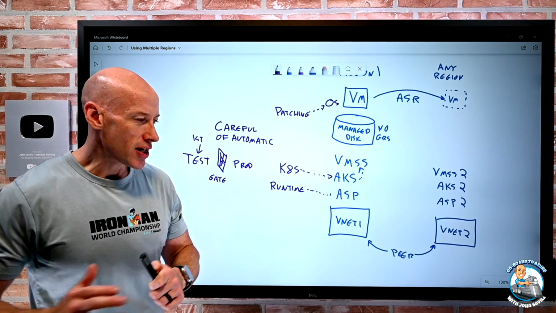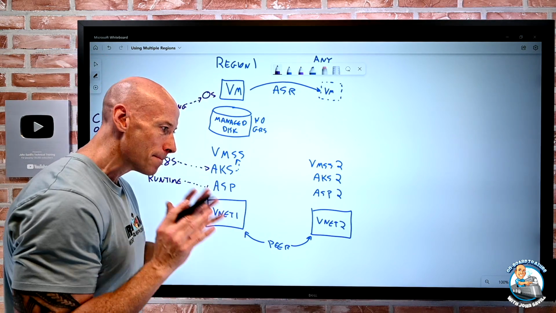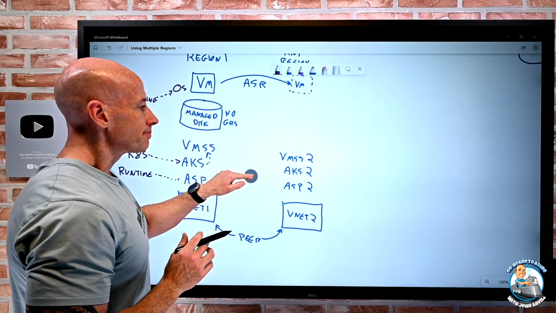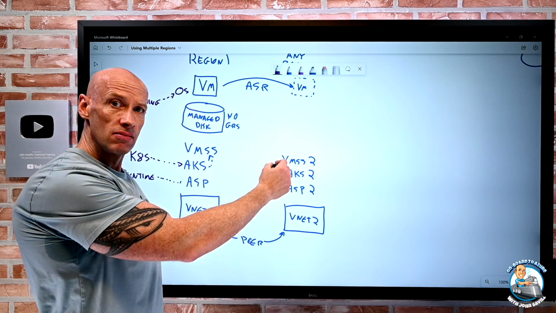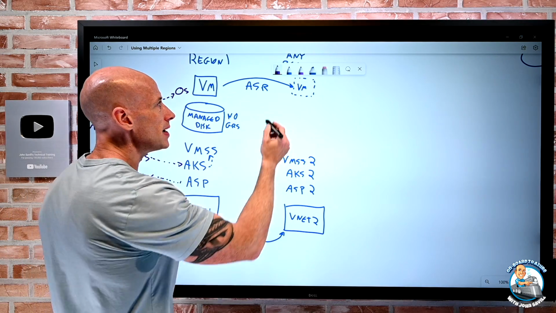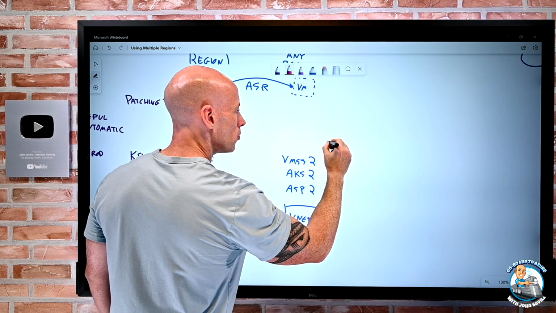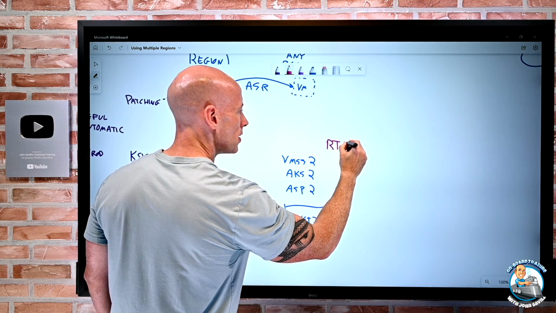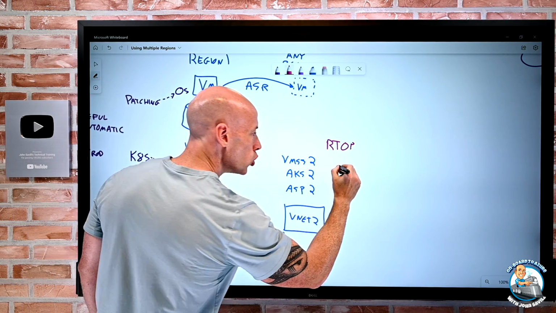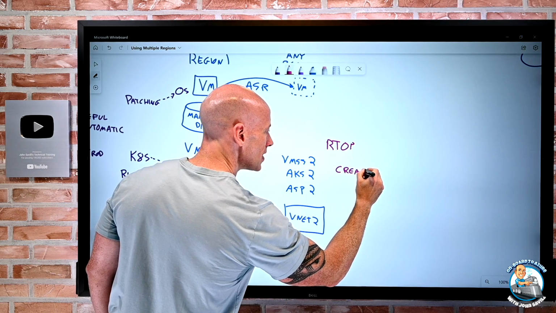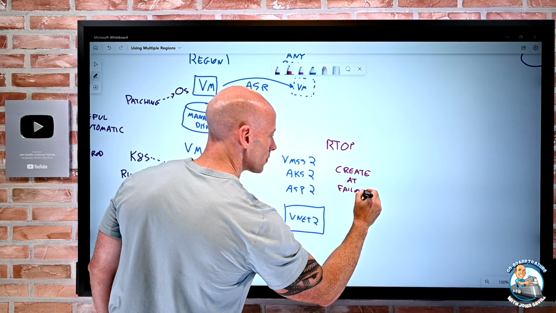Now, one interesting thing, when I start talking about multiple regions, I talk about the compute services in particular. If I'm active-passive, do I need these to exist? Well, it really comes down to, remember, what is my recovery time objective? How long do I have in the event of a disaster? Could I just create these at failover time? So they don't have to exist.